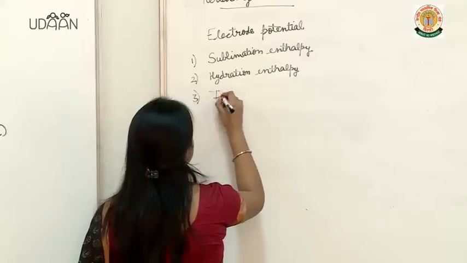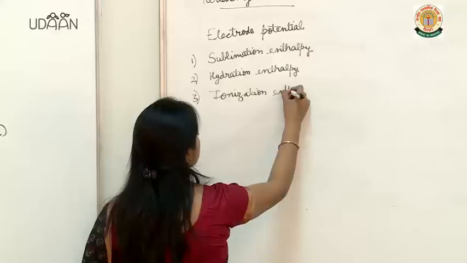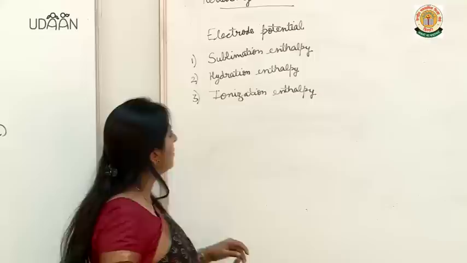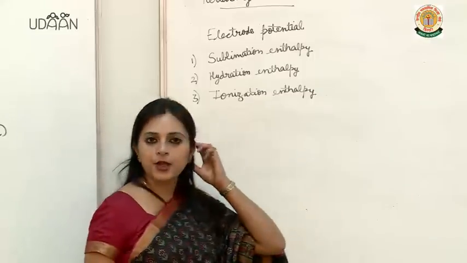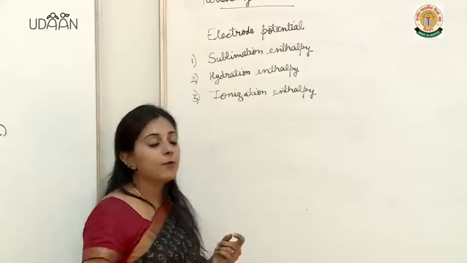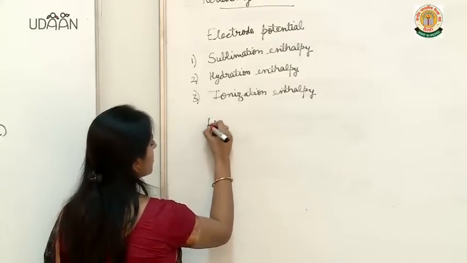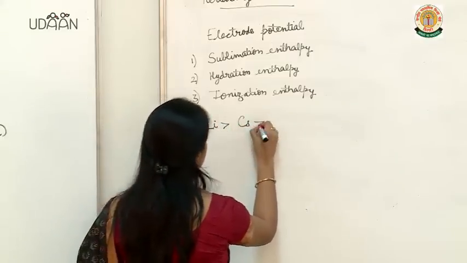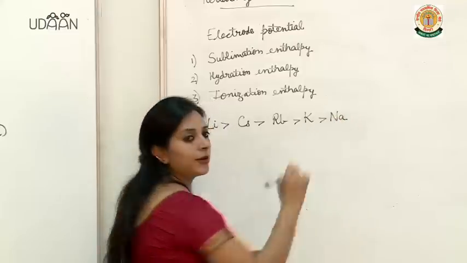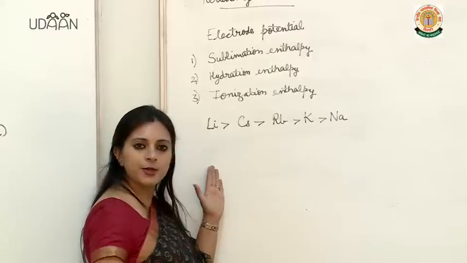Now, if we have to understand the trend, which is the strongest reducing agent amongst alkali metals. If I look at the ionization enthalpy, then I would say that lithium should be the weakest reducing agent. But now, what is the case? The case is that lithium is the strongest reducing agent, followed by cesium, rubidium, potassium and sodium. Now, what is the reason for this trend, that is, why is lithium the strongest reducing agent?